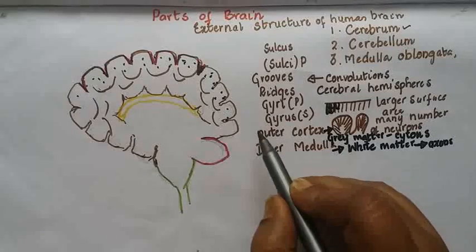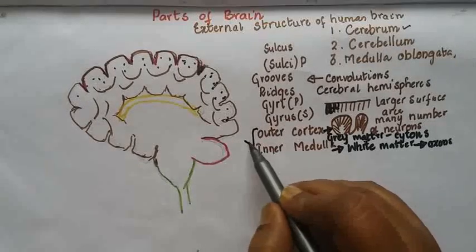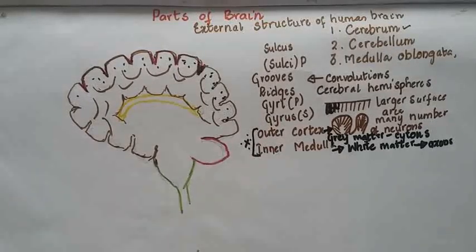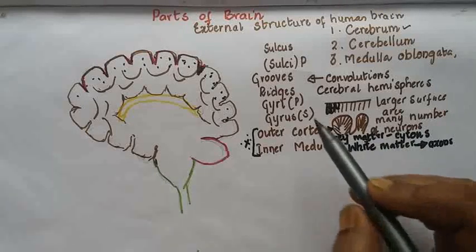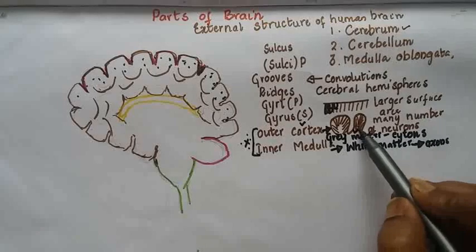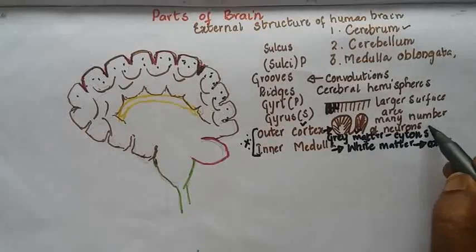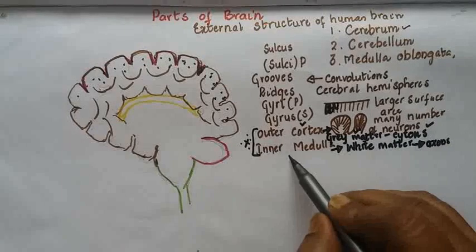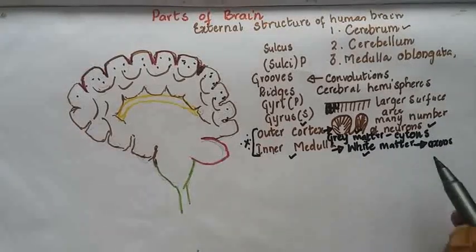Yes, children, this can be one of the questions asked in the exam. They'll ask you, how are the neurons arranged in the brain or in the cerebrum? So you have to use 6 words. What are those 6 words? It has an outer cortex, gray matter, which is gray in color containing cytons, and inner medulla, which is white in color and contains the axons of nerve cells.